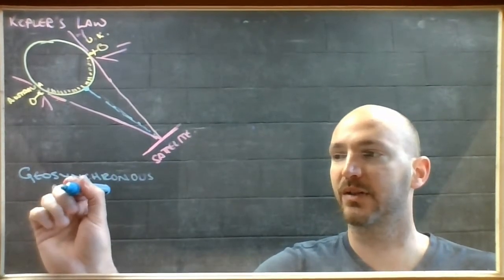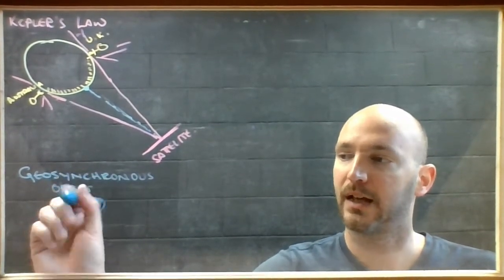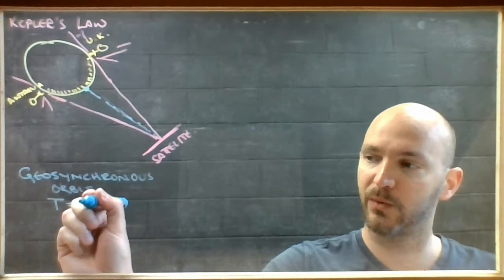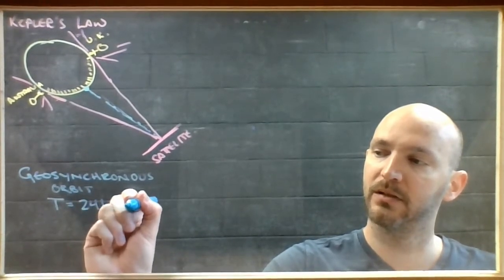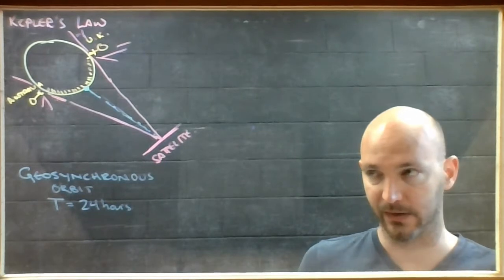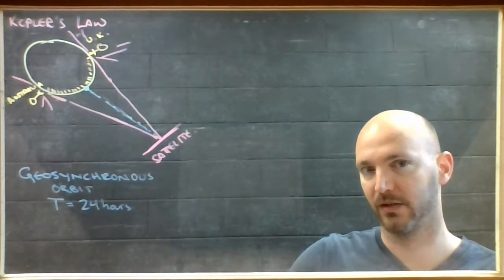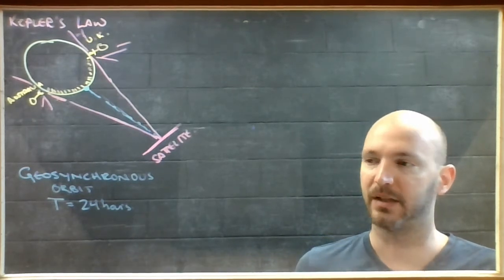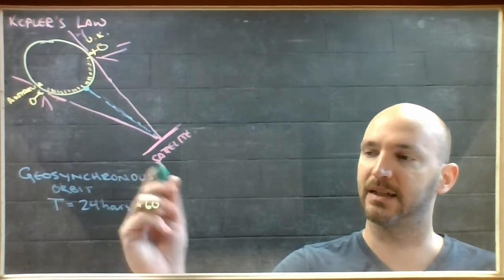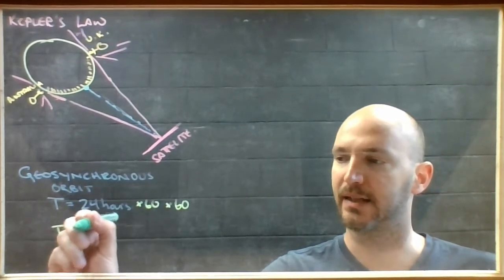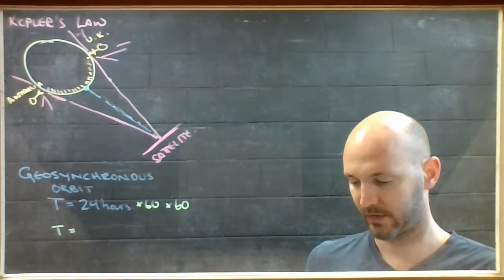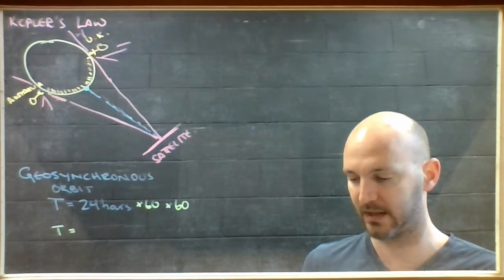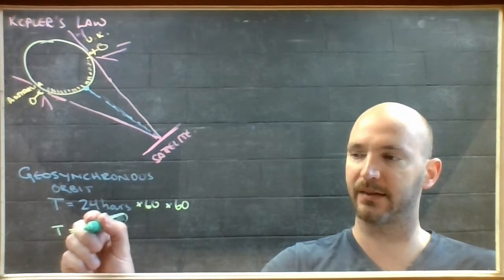So a geosynchronous orbit has an orbital period, that's the big T, the time it takes for one orbit, that equals exactly 24 hours. Well, it's not exactly 24 hours, it's whatever the Earth's rotation is, which is 24 hours. So if I were to take that number and scale it up into minutes, I'd have to multiply that by 60, and then multiply it by 60 again to get seconds. So let's see, 24 times 60 gives me 1,440 minutes, times 60 gives me 86,400 seconds.